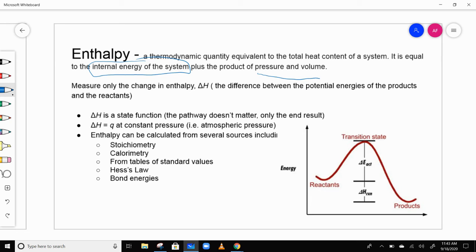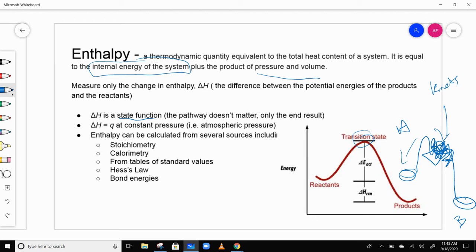Okay. Now, the change in enthalpy is the difference between the enthalpy of the products and the reactants. So it doesn't matter how you get there. If we're looking at this reaction here, it doesn't matter that there's only one transition state. If this were to go through several different steps, that doesn't matter. It only matters what happened at the beginning and the end. How it gets from point A to point B is irrelevant in thermodynamics. That is the realm of kinetics, okay?